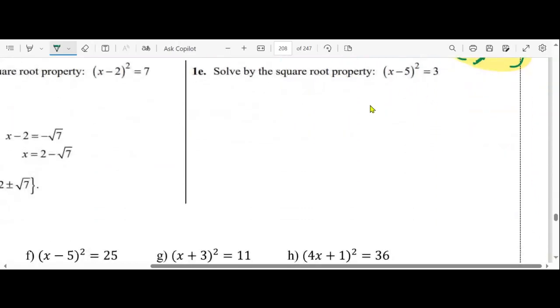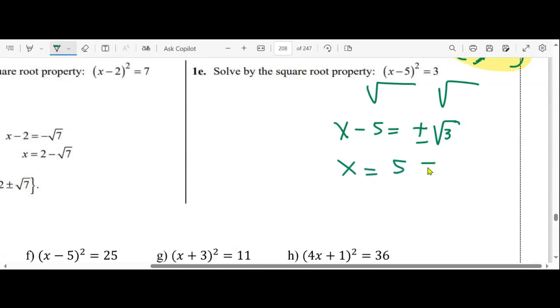What should I do here? Take the square root for both sides. So what are you going to get? x minus 5 equals plus or minus the square root of 3. So x equals what? That's your answer. Easy as easy.